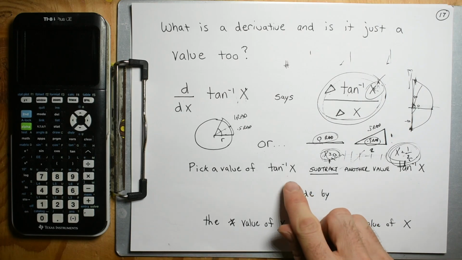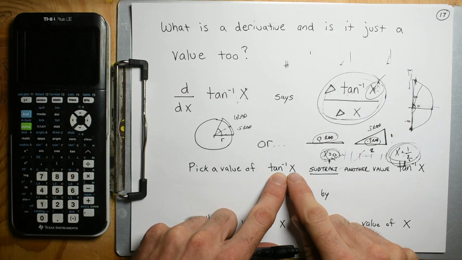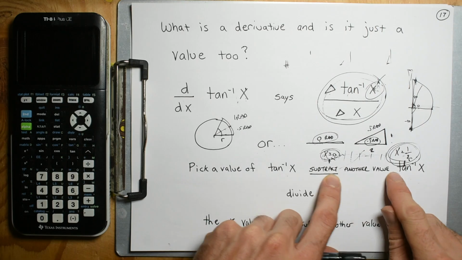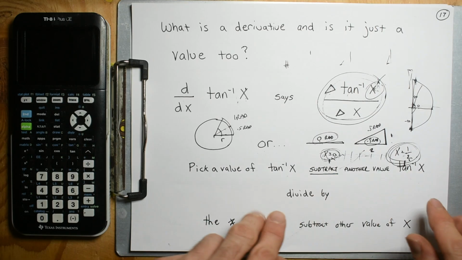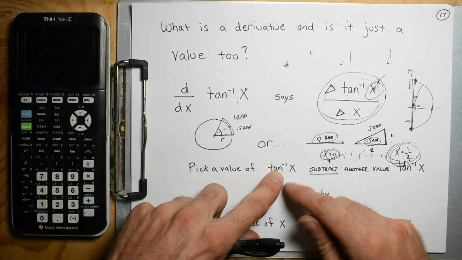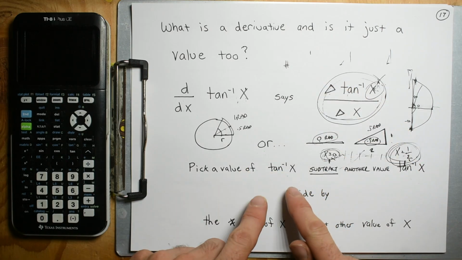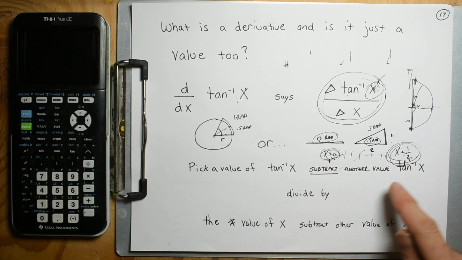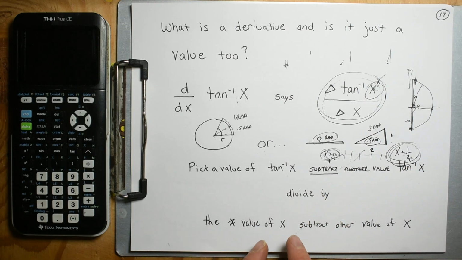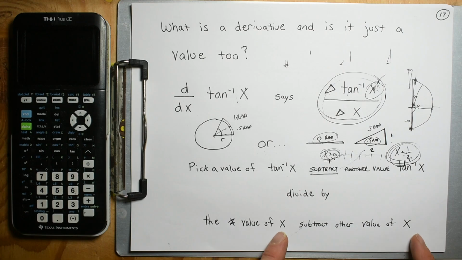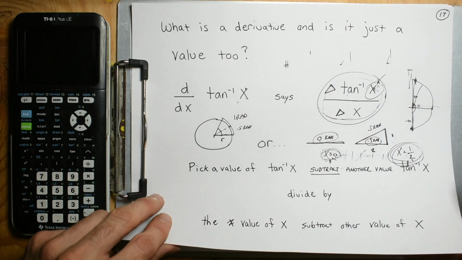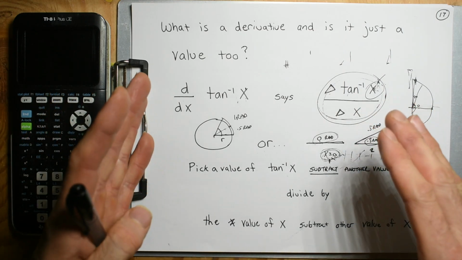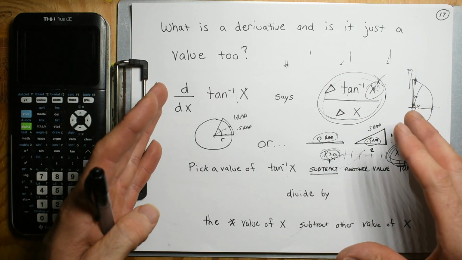Alright, so what we did there is we picked a ratio for x, and then we subtracted another value for that ratio. And again, this inverse tangent outputs an angle. So basically what we did is we got one angle and then subtracted the other angle. And then we divided it by the different values of the ratio. That's exactly what you want to do for any derivative.